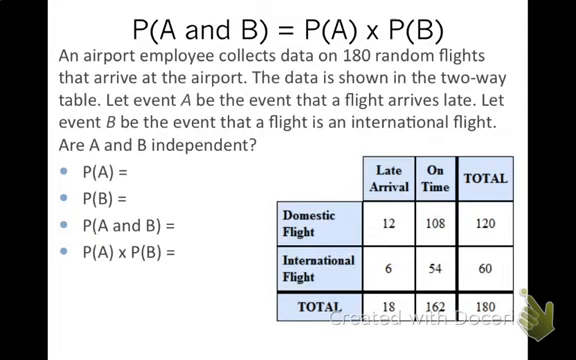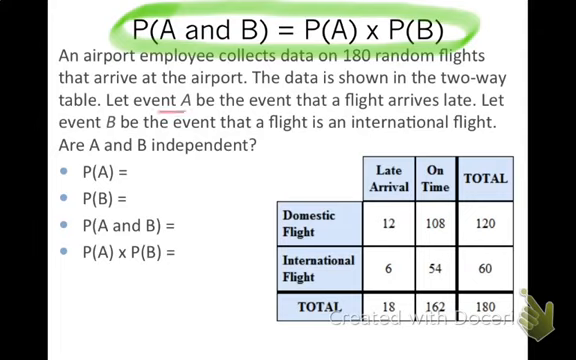So as we're doing this problem, we want to keep in mind that this is the information that we need to find out. We want to know that the probability of A and B is equal to the probability of A times the probability of B. So the probability of A, let's look at that. Event A is arriving late. So how many arrive late? Let's look at the row. And 18 arrive late. So the probability of something arriving late is 18 out of 180, which is 1/10.